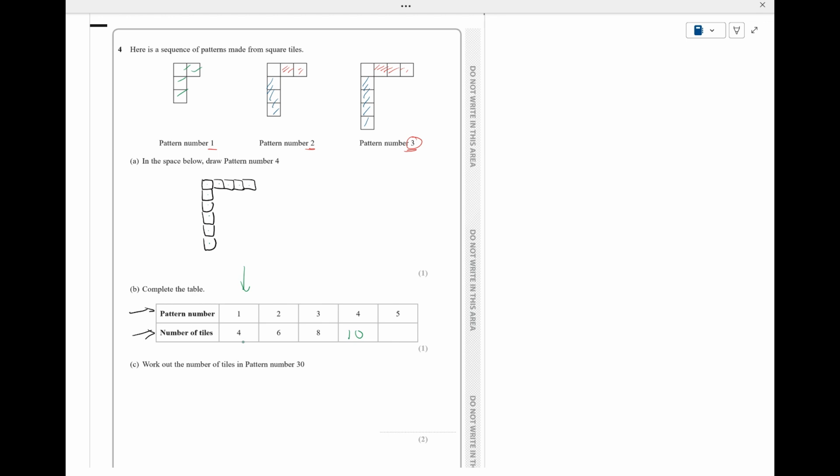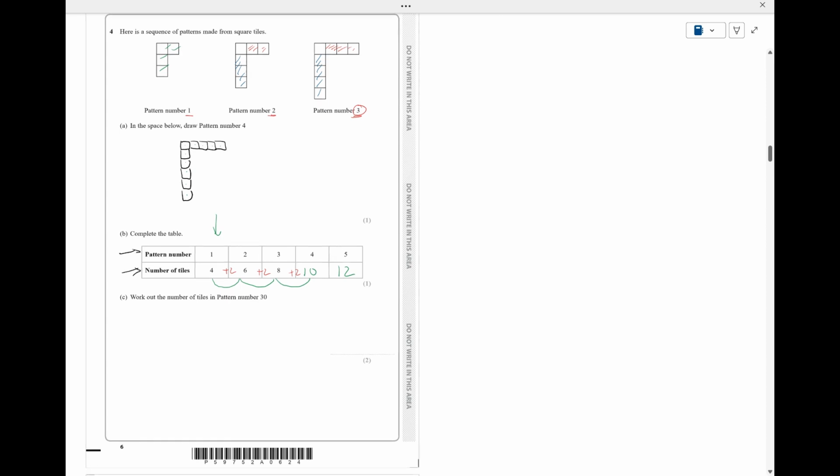Now, I wonder if I can see what's going on here. 4 to 6 to 8 to 10. It's going up by 2 each time, isn't it? So the next one will be 10 plus 2. There must be 12. Or you could draw the 5th one if you wanted to.